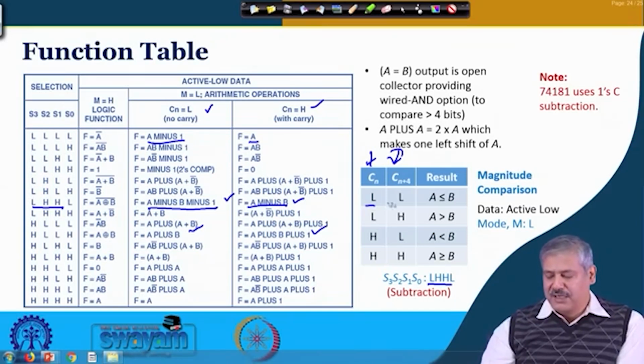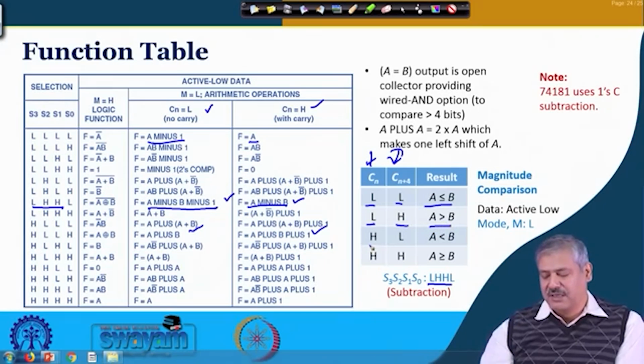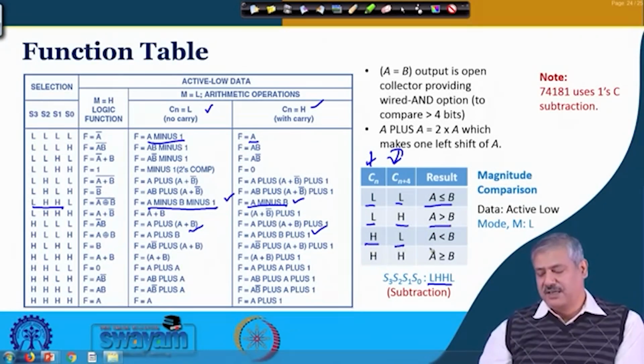So, if it is low and this is low, then we can tell that A is less than or equal to B. If it is low and this is high, it is A greater than B. You can see how the 2's complement arithmetic is done. If this is high and this is low, then it is A less than B, and if both are high, then it is A greater than B, by which you can get the magnitude comparison done, by understanding these carry output Cn plus 4, in the presence or absence of Cn.